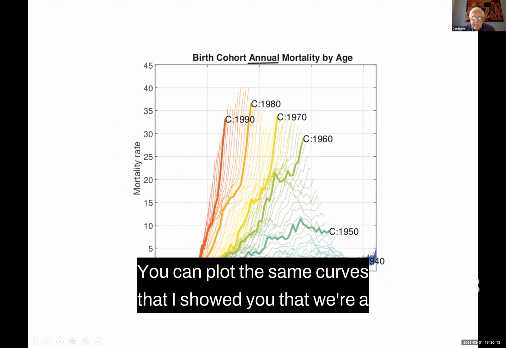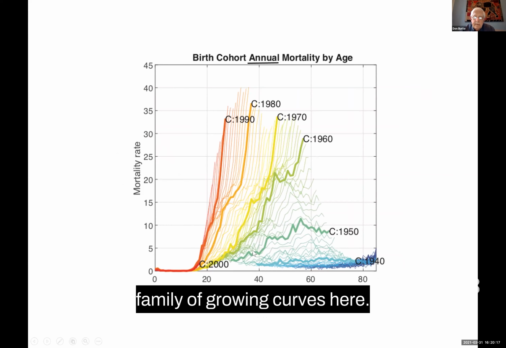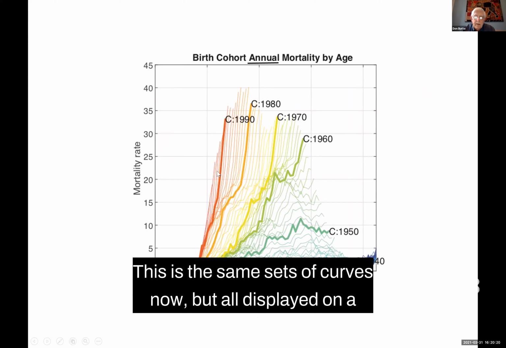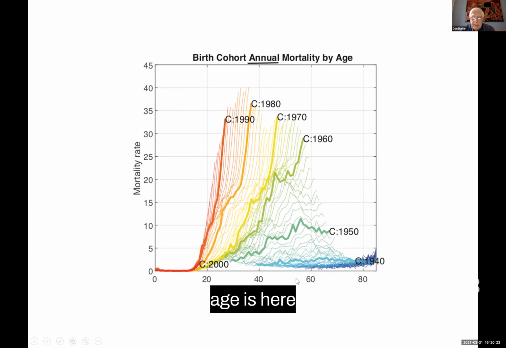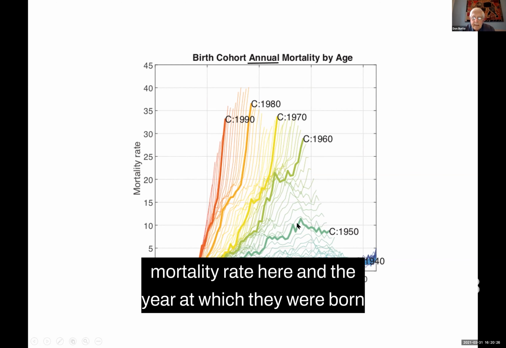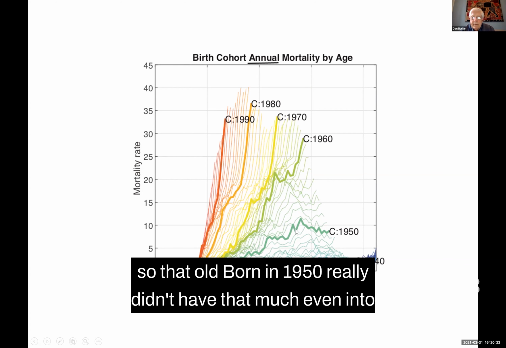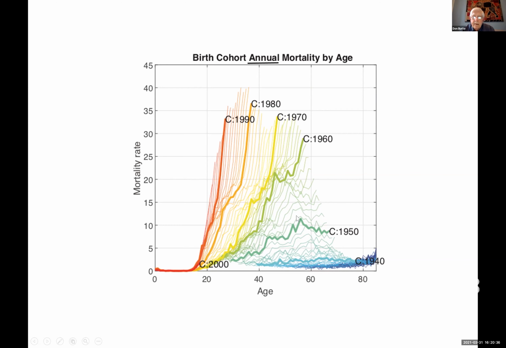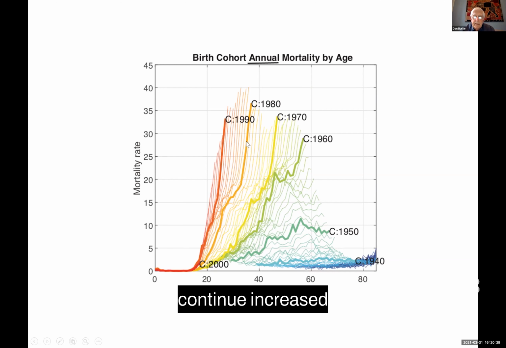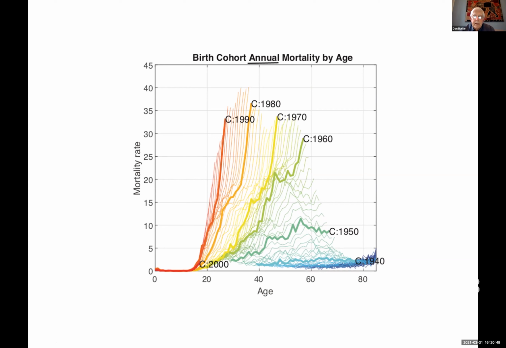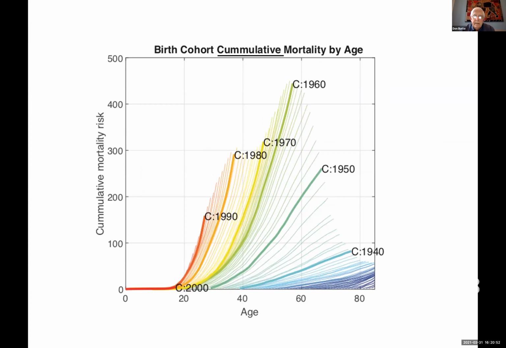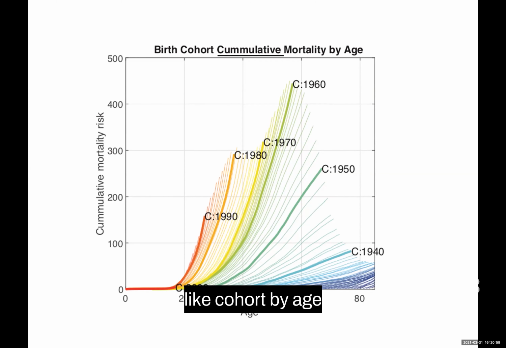You can plot these same curves that I showed you that were a family of growing curves. Here, this is the same set of curves now, but all displayed on a single figure. Age is here, mortality rate here, and the year at which they were born is shown here. So that old people born in 1950 really didn't have that much even into their 60s. But as birth cohorts increased, the rate at which people died from drug overdoses increased dramatically. That's the number of deaths per year. This is the death rate cumulative for those people by cohort, by age.